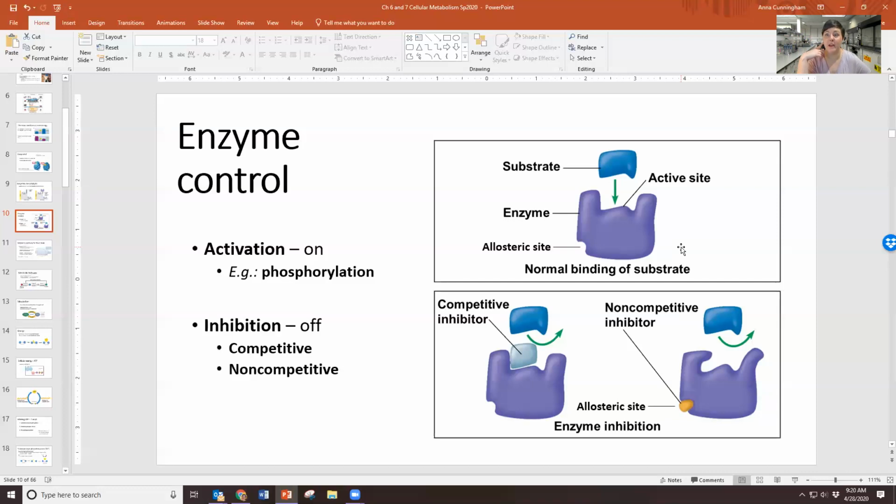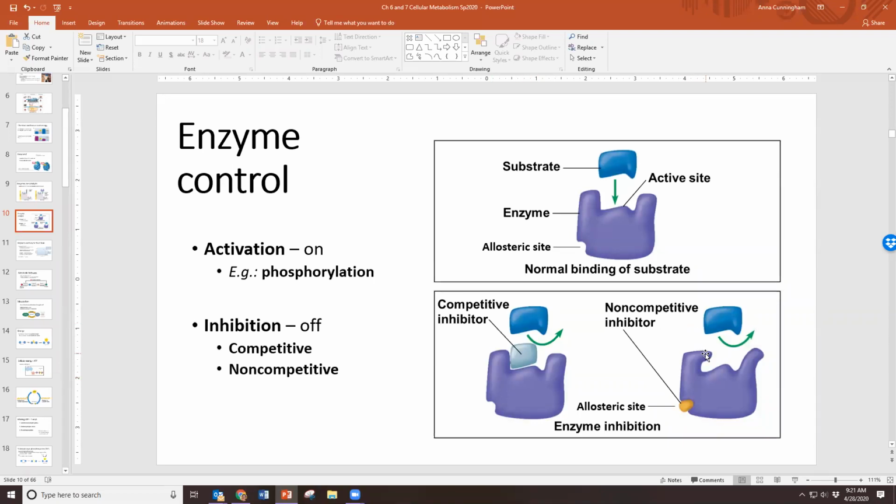So we have what are called competitive inhibitors. You can see in the picture on the left, competitive inhibitors bind to the active site of an enzyme. So if you have a molecule binding to the active site of an enzyme, that means its substrate is not going to be able to bind to the active site. Competitive inhibitors literally physically block the ability of the substrate to bind to the active site. If the substrate can't bind to the active site, the reaction will not take place. They're called competitive inhibitors because they're competing for that active site.